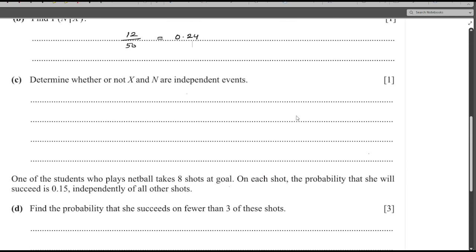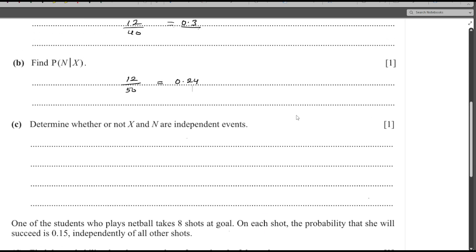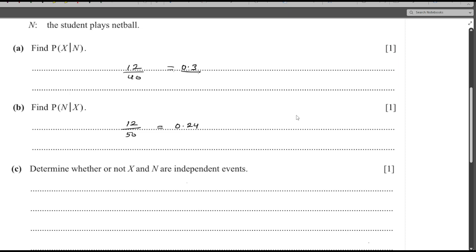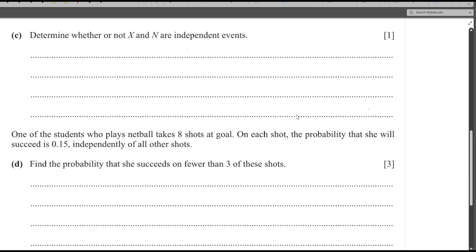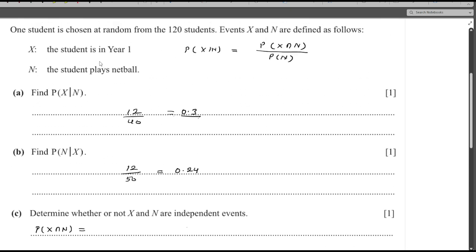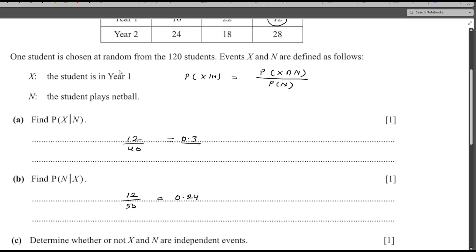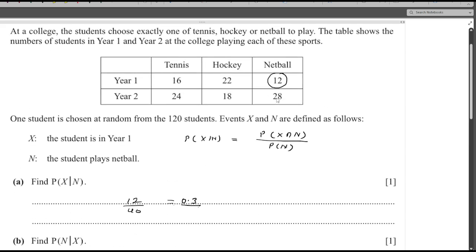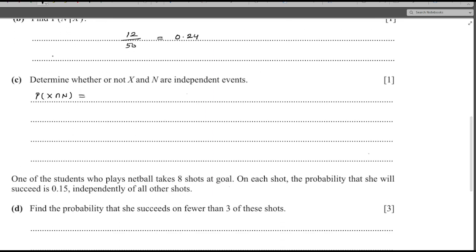Determine whether or not X and N are independent events. Now X and N are independent if the probability of X intersection N is the same as the probability of X times the probability of N. Now X intersection N means the student is in first year and playing netball. So out of 120 there are 12 such students. So probability of X intersection N is 12 divided by 120, which is 1 upon 10.